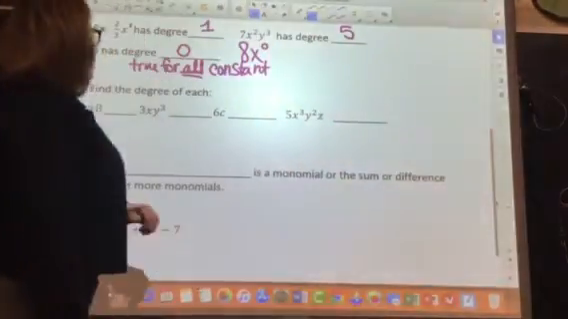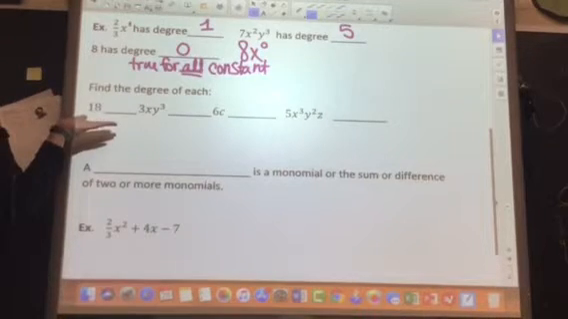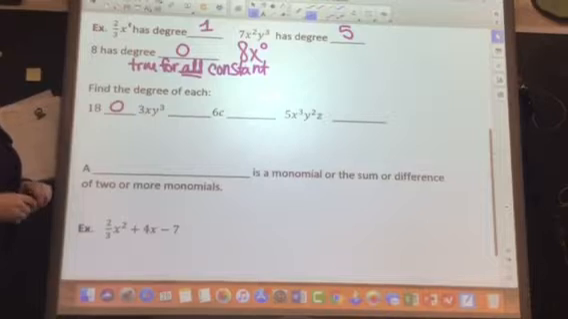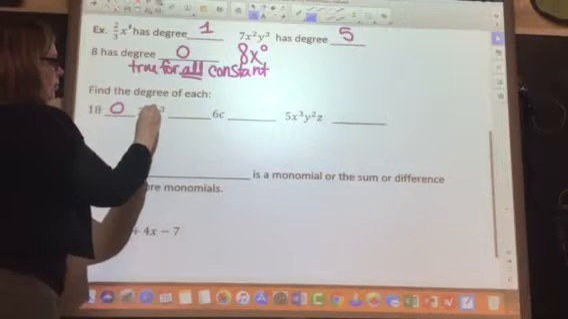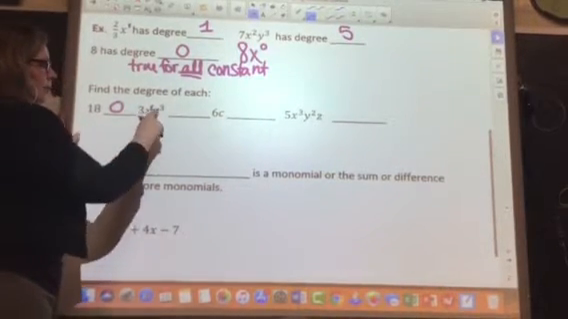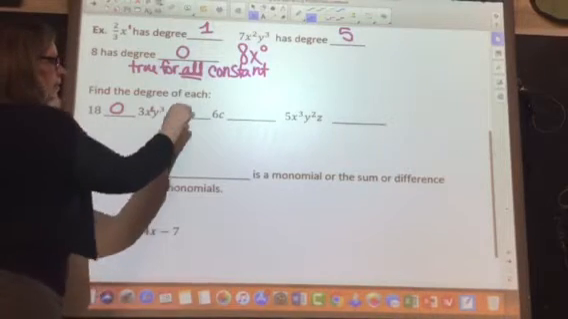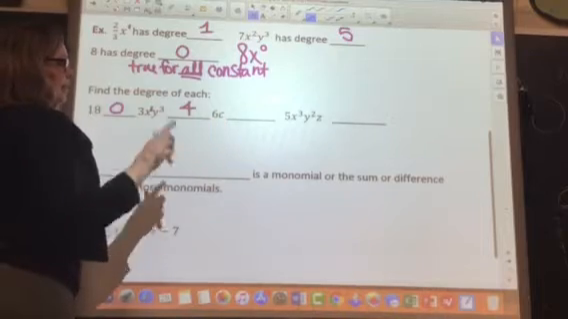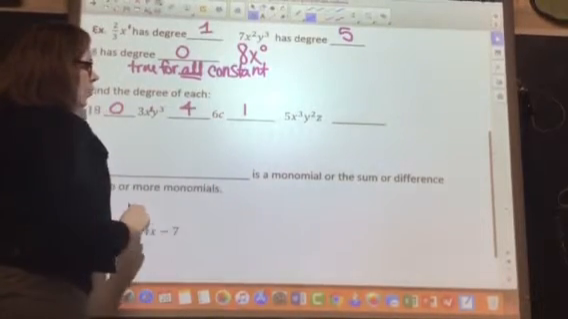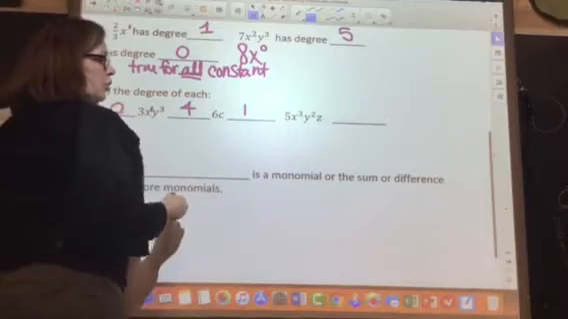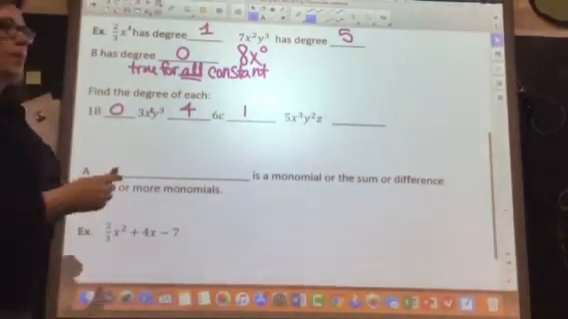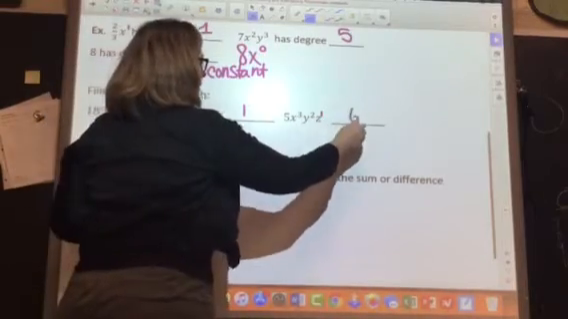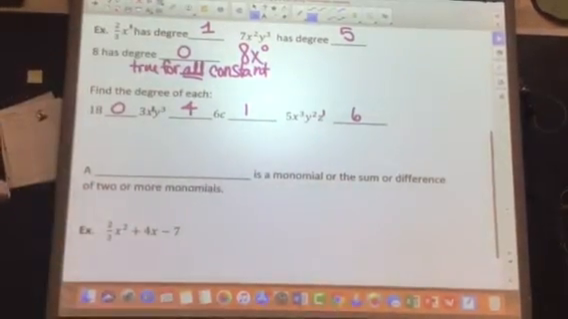So if I wanted to find the degree for each of these, 18, that's a constant, so I know it has degree 0. 3xy cubed, remember that there's a 1 here. It's kind of understood, we don't write it anymore. But 3 plus 1 is 4, so this has degree 4. 6c, c is to the first power, degree 1. 5x cubed y squared z, remember z is also to the first power. 3 plus 2 plus 1 is 6, so this is degree 6.